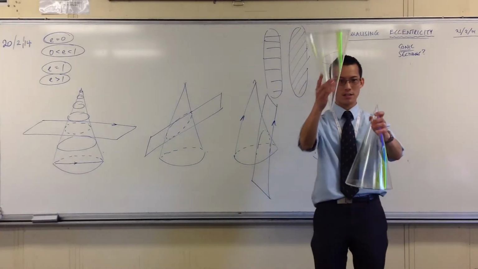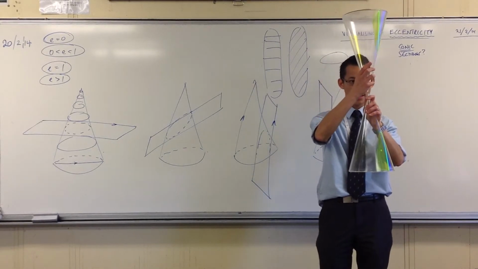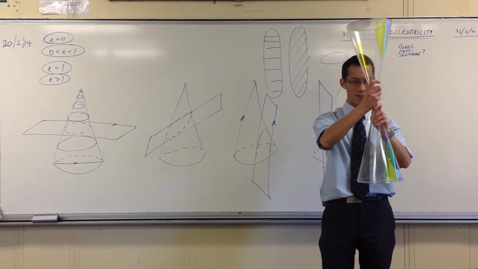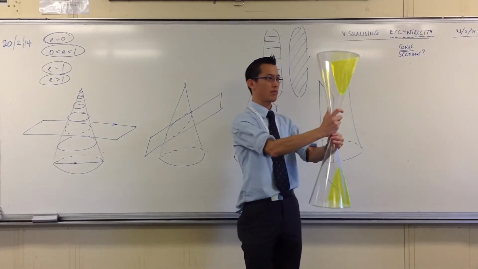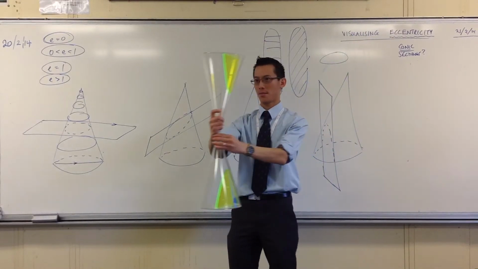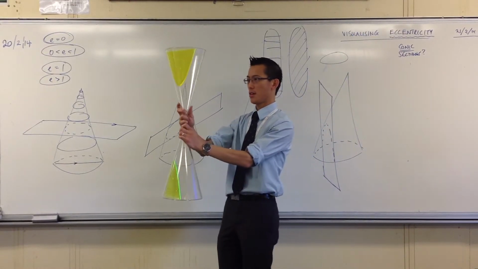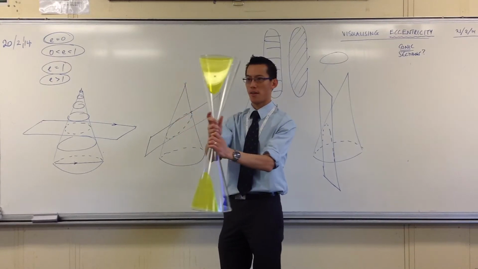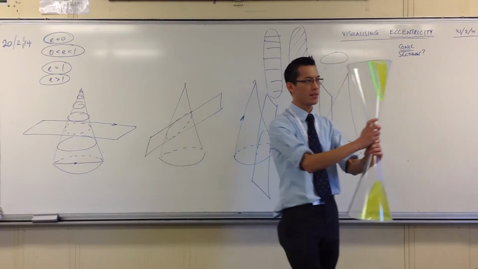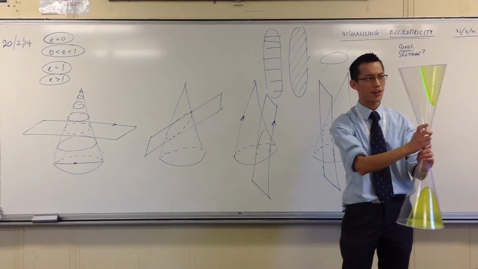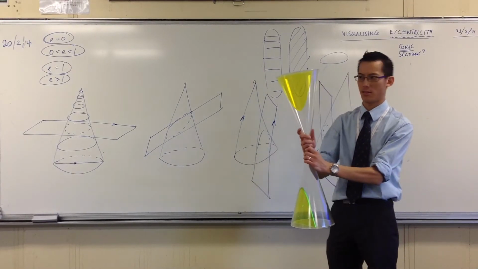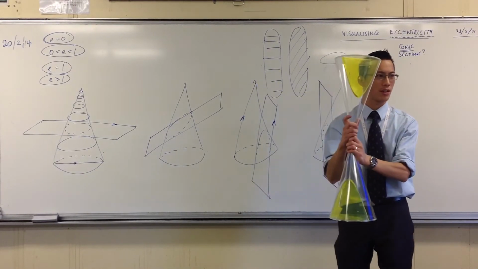Okay, make sure I get the orientation right. Now unfortunately these don't connect together, so I'm just going to have to hold them really carefully. But there's a double cone, okay? Can you see it? There you go. So if I spin it around, there's the hyperbola shape that we're familiar with. Now what happens, how would I get different kinds of hyperbola with different eccentricity? Where would the plane go?